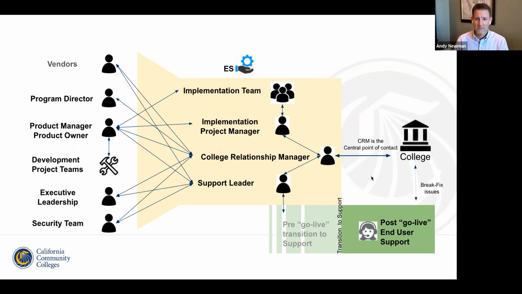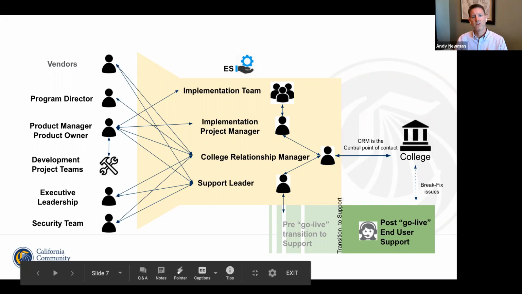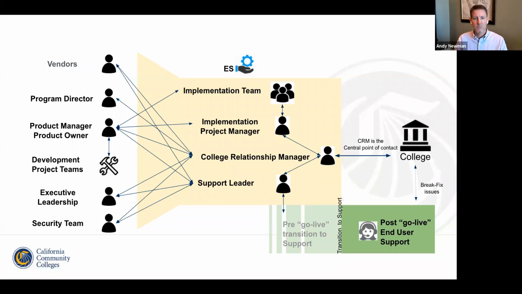If you're interested in MyPath, your college relationship manager will work with your implementation project manager and the implementation team to build out a Gantt chart and plan out your deployment work. Also, once your deployment moves forward to the point where it's close to going live, we'll introduce you, down at the bottom of the screen in the green area, to the support team, so that as you're transitioning out of deployment and into long-term support, you'll know how to contact and interface with the end user support team for long-term break-fix support issues.